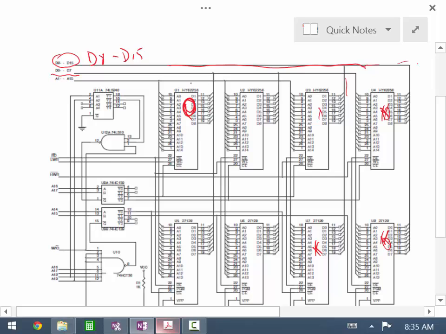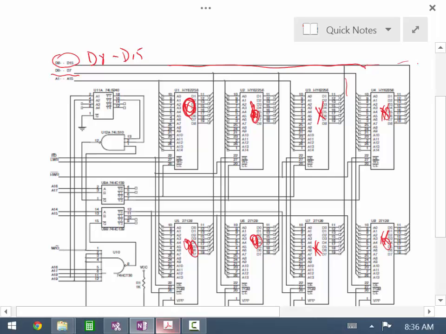We'll put a circle here. It goes to this chip here, and it comes down to this chip here, and it comes down to this chip here. So as we look at this circuit right here, these chips down here, this chip here, this chip here, these chips here represent the lower 4 or 8 bits of the data.